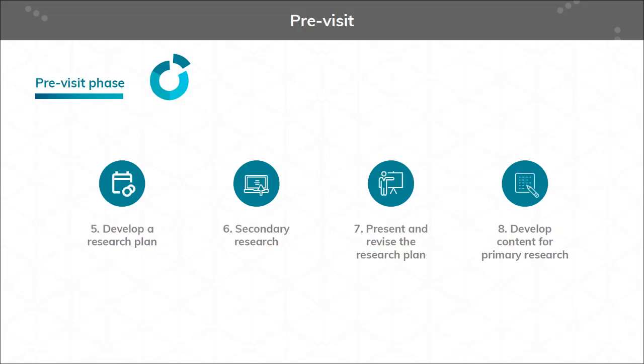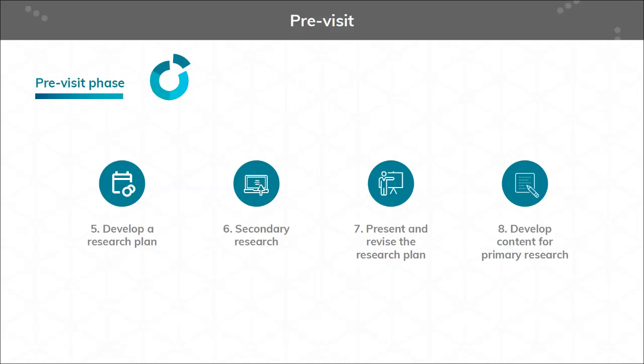The fifth step, developing a research plan, is one of the most important steps in the entire research process. The research plan is broadly about defining the questions you would like to answer through the research and how you would like to do it. It covers a range of subjects from methodology to sampling to analysis and so on.